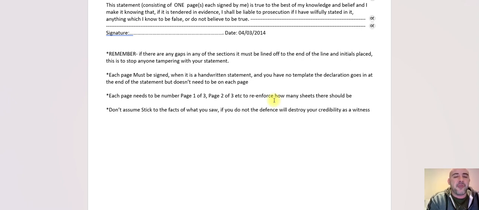And guys, I've just written here, don't assume, stick to the facts of what you saw. If you do not, the defense will destroy your credibility as a witness. So don't get yourself stuck in that situation.